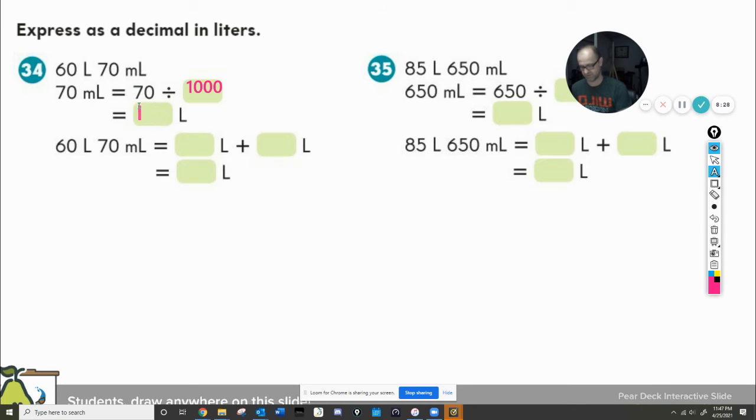Oops, I did that totally wrong. Yep, that's right. 60 plus 7 hundredths of a liter is 60 and 7 hundredths of a liter.